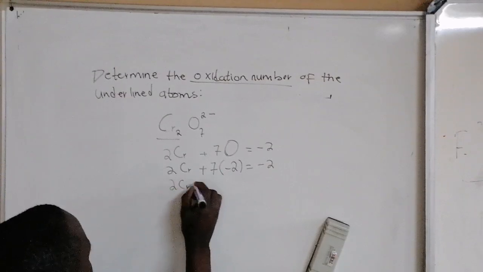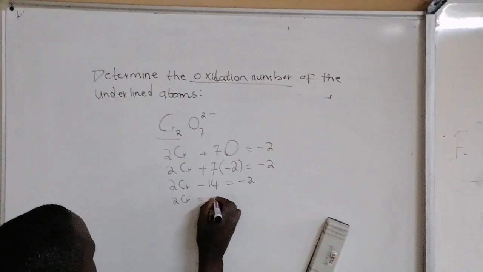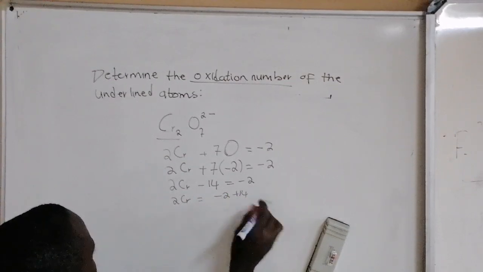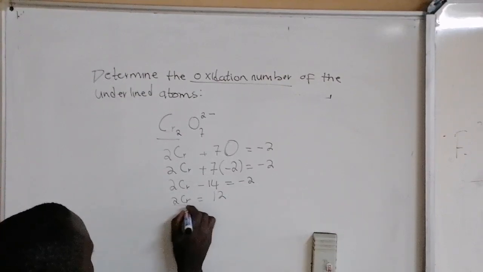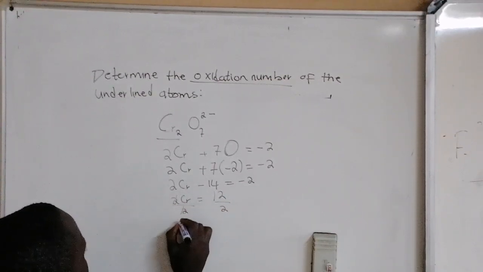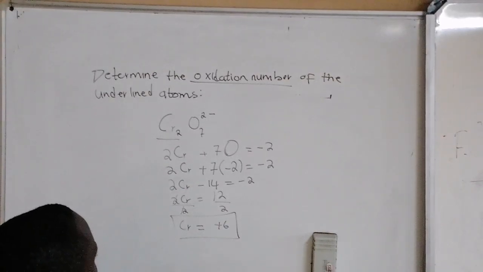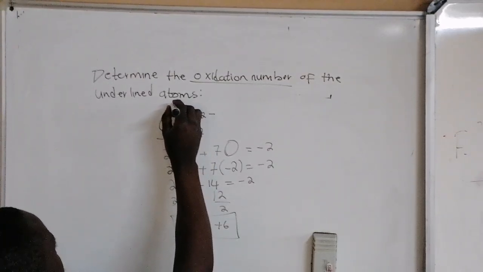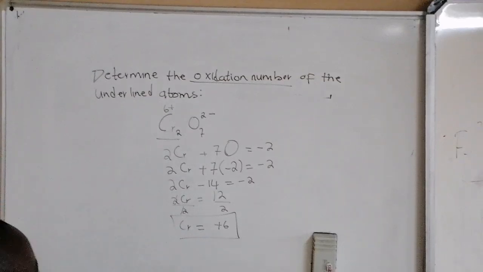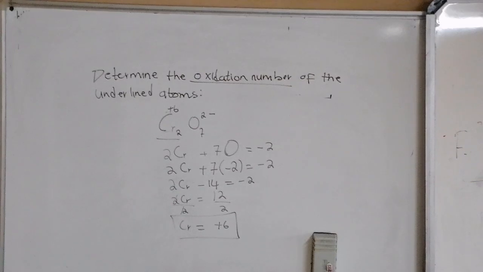So 2Cr minus 14 equal to -2. Then you say 2Cr equal to -2 plus 14. We are going to have positive 12. That is why I put positive 12 there. Then I divide by 2, I divide by 2. I have Cr as positive 6. It means that the oxidation number of Cr is positive 6. Now I put it where the Cr is, which is 6 plus. Let me just put it slightly there. So this is how we are determining the oxidation number.